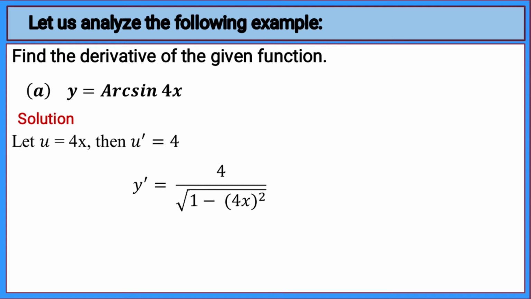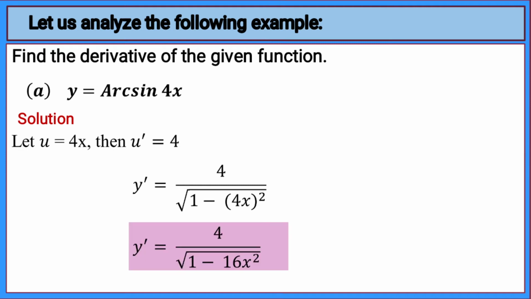And then next is just to solve for this. So our final answer: the derivative of arcsine 4x is equal to 4 over the square root of 1 minus 16x squared.